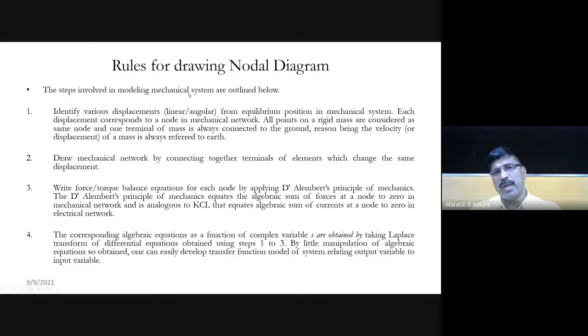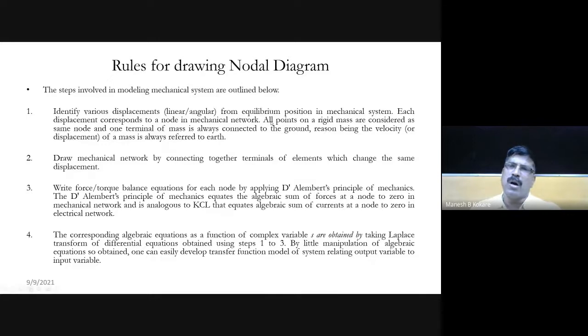For drawing the nodal diagram, you must know how many nodes there are. The number of nodes will be equal to the number of displacement points. You have to identify how many displacement points are given in the problem, and mark each as a node in the nodal diagram. One more node will be the common node, which is nothing but the ground.